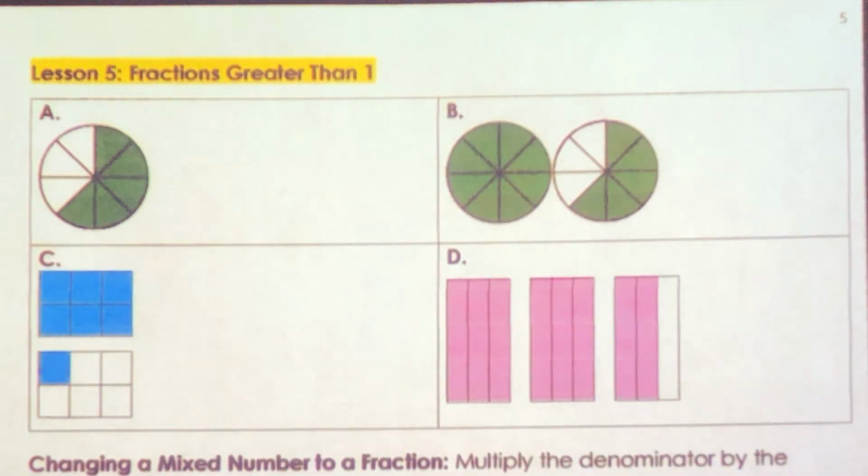Hello again, 5th graders. We are on lesson 5 in unit 1, adding and subtracting fractions. And today we're going to look at fractions that are greater than 1, because we can have fractional amounts that are greater than 1.